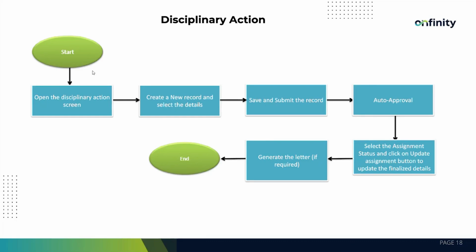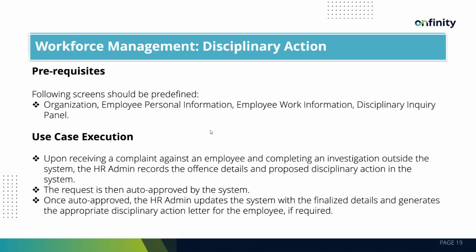To start the process, open the disciplinary action screen. Create a new record and select the details. Save and submit the record. It will get auto-approved by the system. Select the assignment status and click on the Update Assignment button to update the finalized details. Generate the letter to the employee if required.